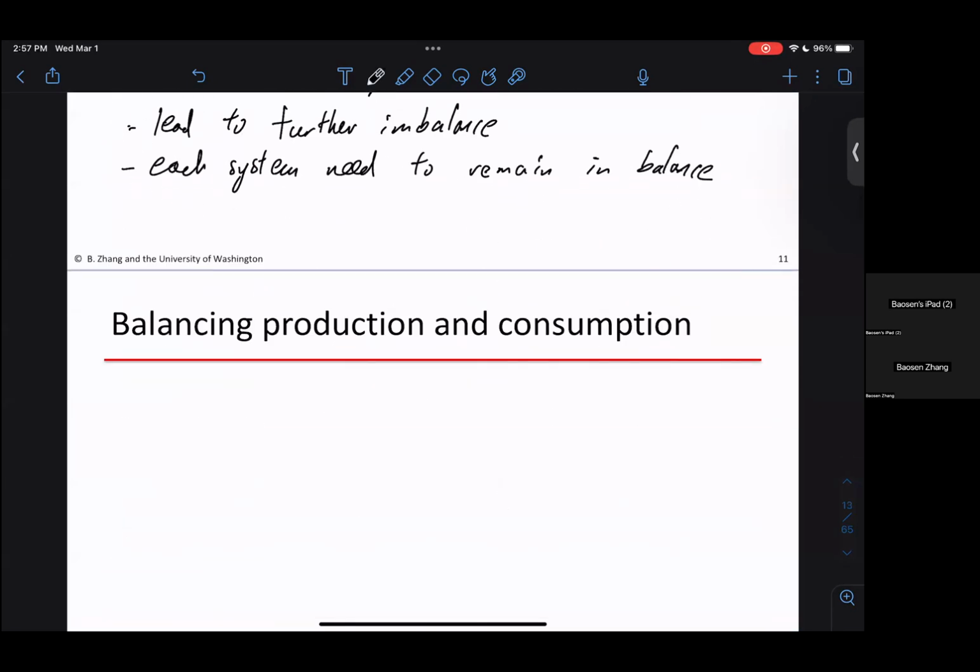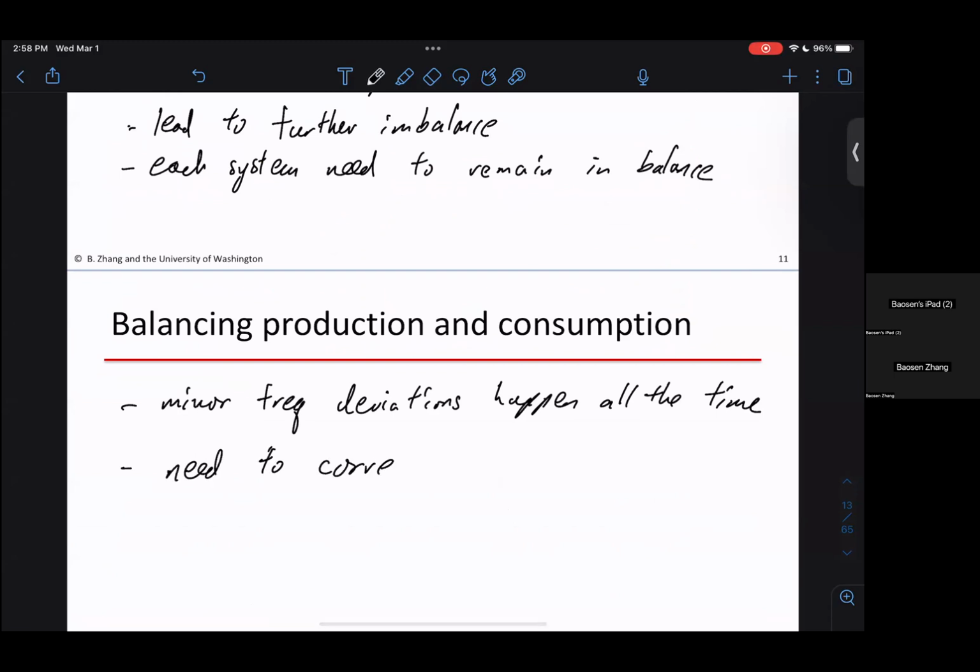Okay, so again, the trick here is you have to recover fast enough. Minor frequency deviations happen all the time, every minute. Often you want to measure how fast you can recover given a minor frequency deviation. What you're afraid of is a bunch of them randomly adding up and forcing you into a bad situation. Small deviations are okay, but you're always trying to recover back to the nominal.